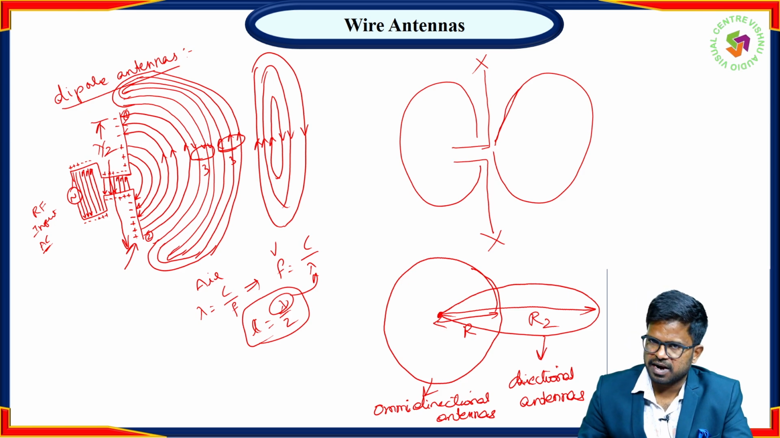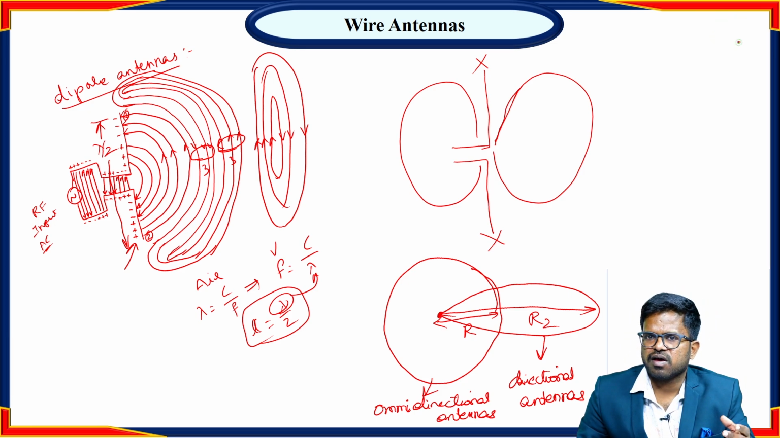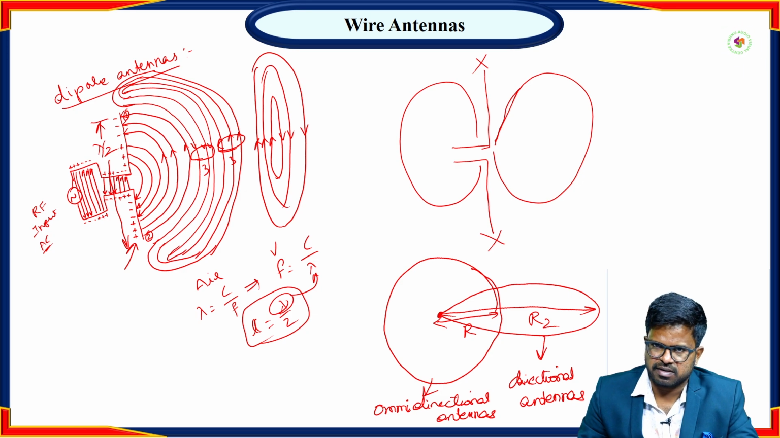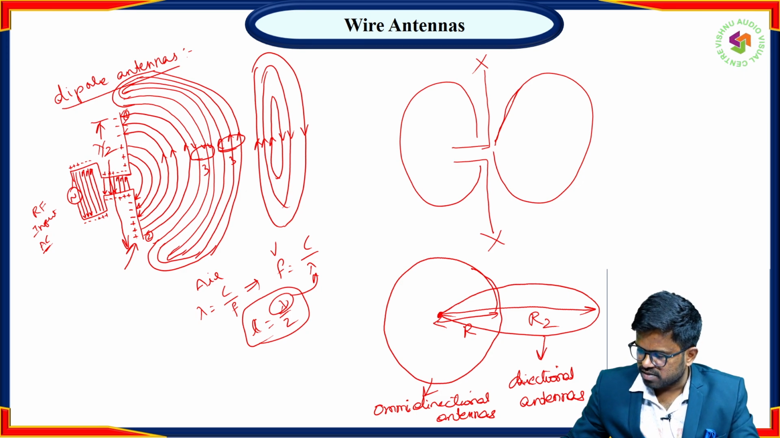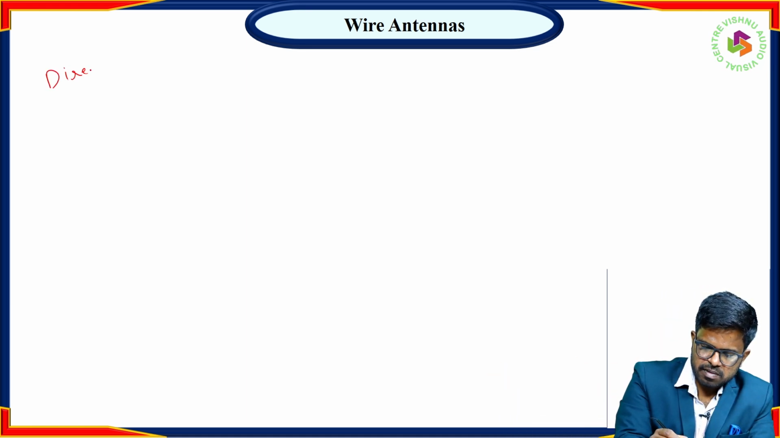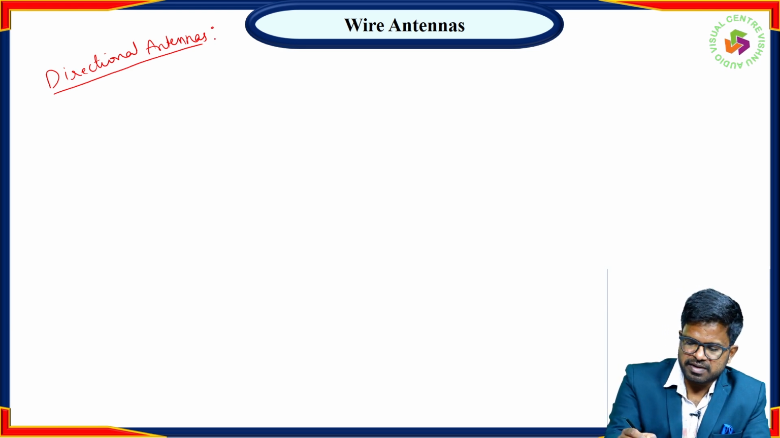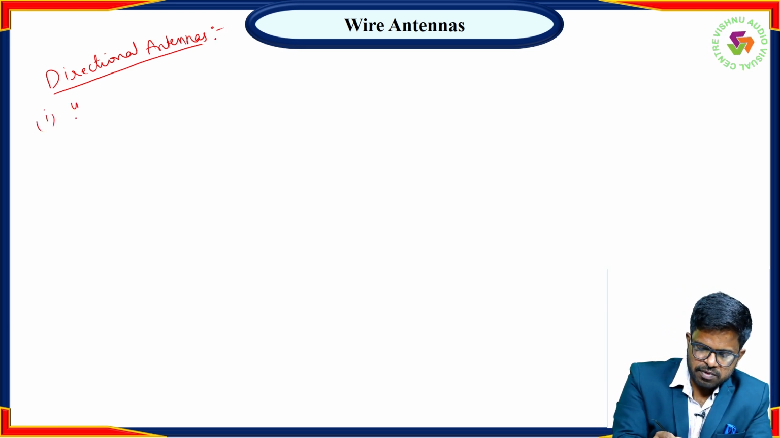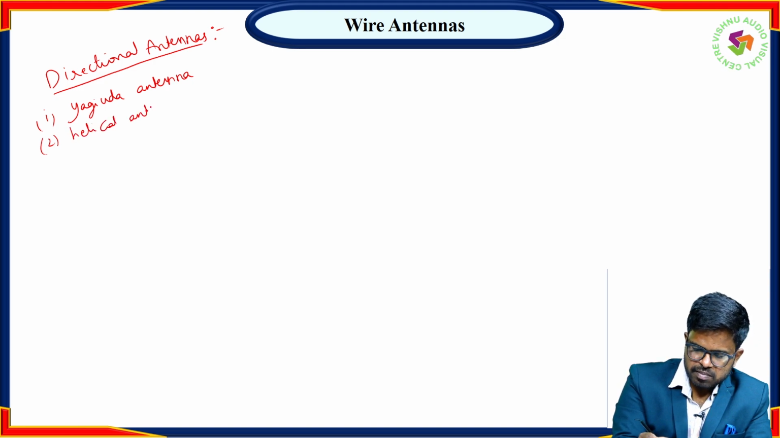So next we will see directional antennas, because directional antennas are also required since we want to increase the signal to longer distances. For that we need directional antennas. So now we will discuss some directional antennas. Coming to directional antennas, normally there are two types of directional antennas. First one is the Yagi-Uda antenna. Second one is the helical antenna. So first of all we will see the Yagi-Uda antenna.